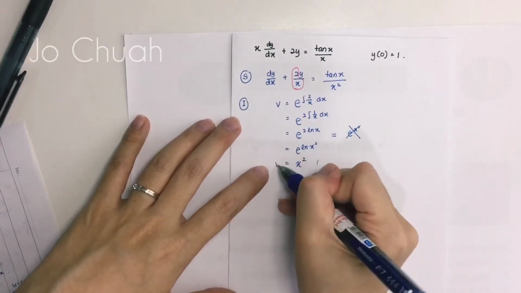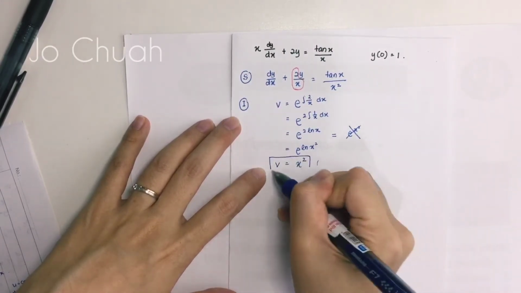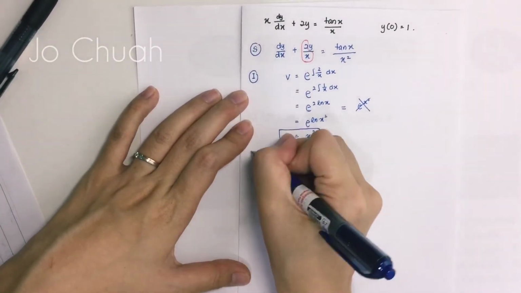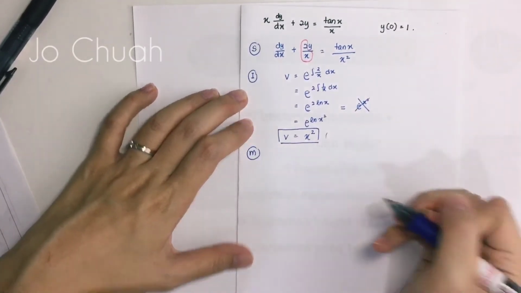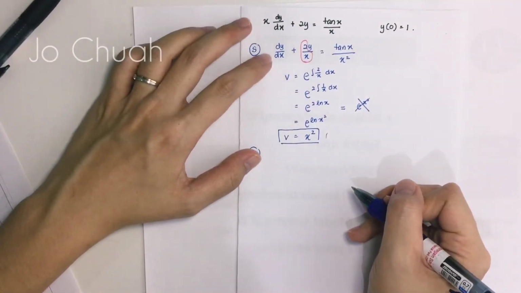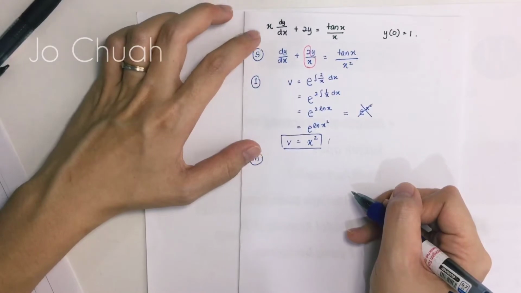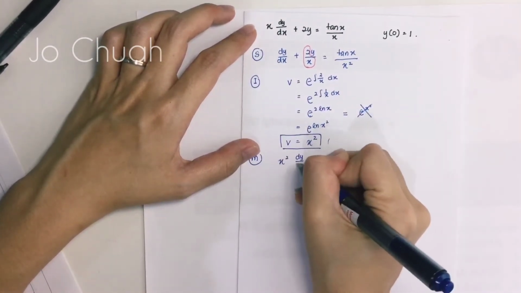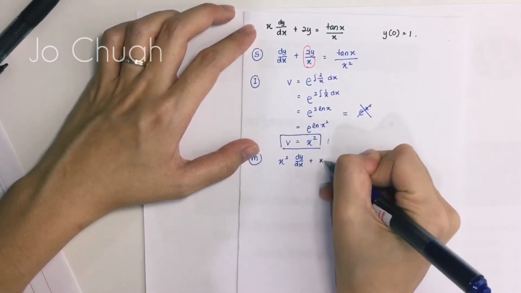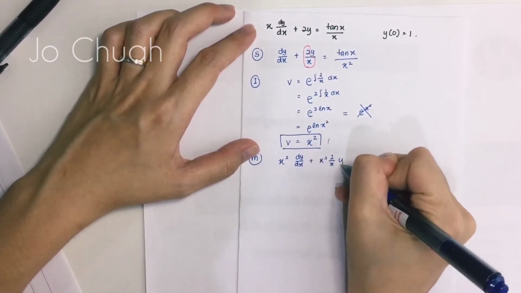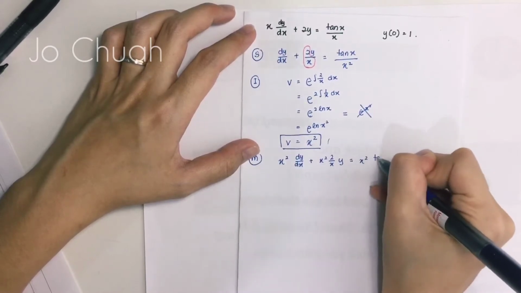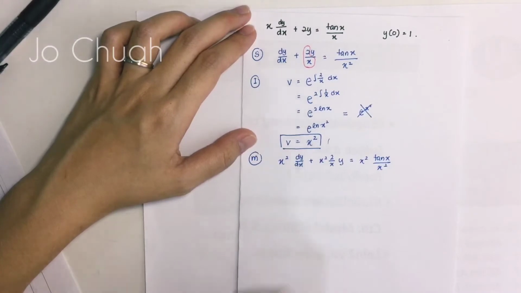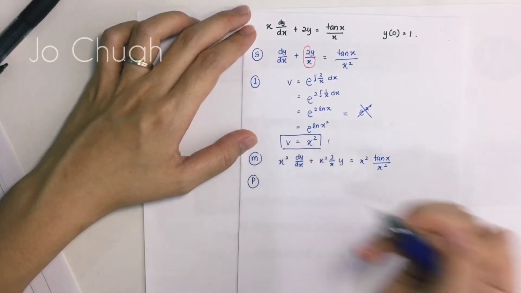So this v is x squared. Okay. The next step is multiplying each term. So from here, you're going to multiply with the step S here and not the question. So I'm going to multiply everything there: x squared dy over dx plus x squared times 2 over x times y, equals x squared tangent x over x squared. Okay? The next step is product rule.